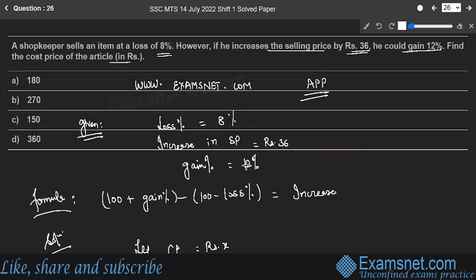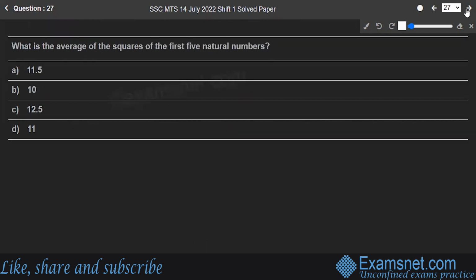Let's check with the options. Option A is the correct answer to the question. Hope you are clear. Next, question number 27. What is the average of the square of the first 5 natural numbers? So you know the first 5 natural numbers, and you have to find out the average of the square of the first 5 natural numbers. So let's go.